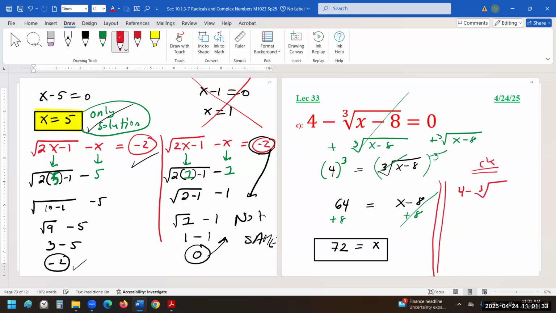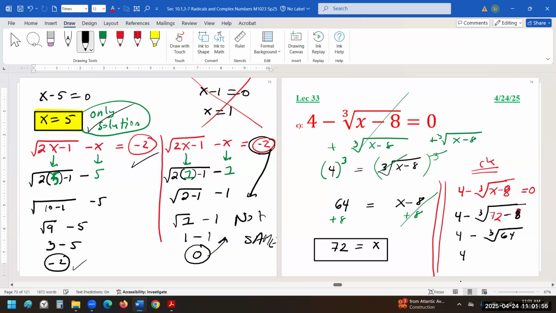We have 4 minus cube root of x minus 8. The result has to give us 0. So we have 4 minus cube root of 72 minus 8. So we have 4 minus cube root of 64. 4 minus cube root of 64 is 4 because 4 cubed is 64. And 4 minus 4 is 0. So we do have the same number.